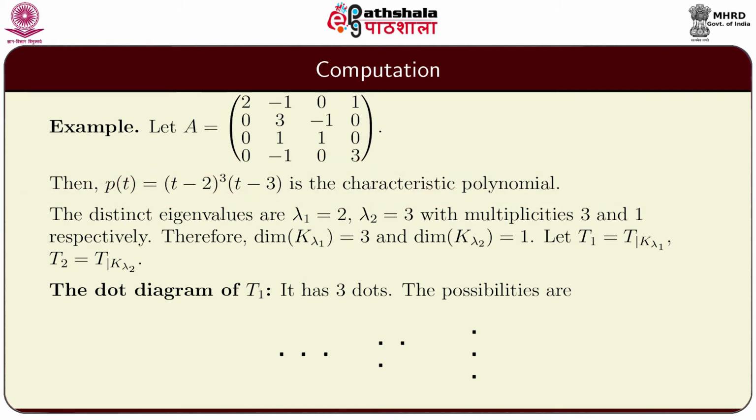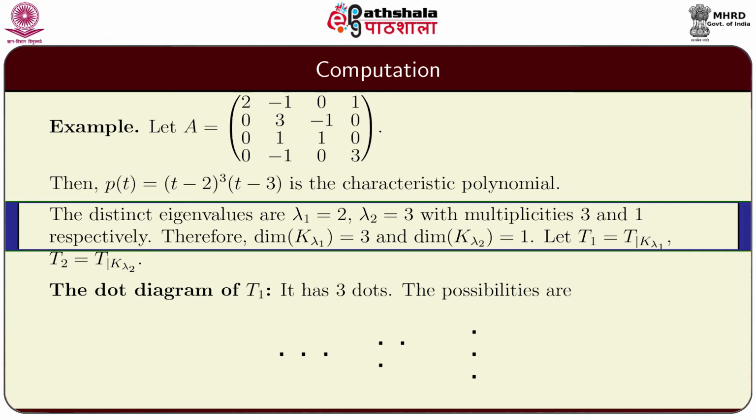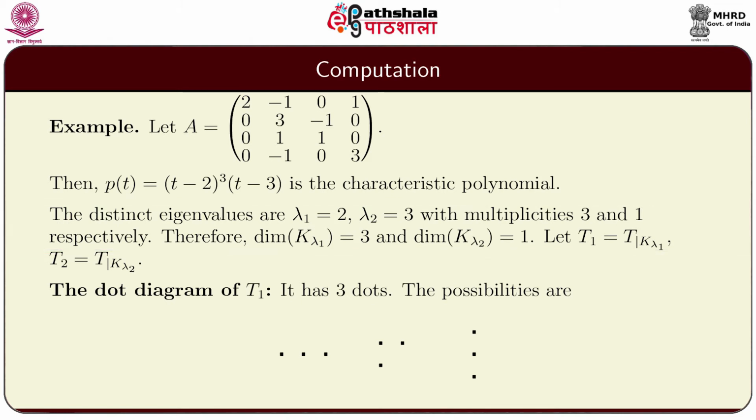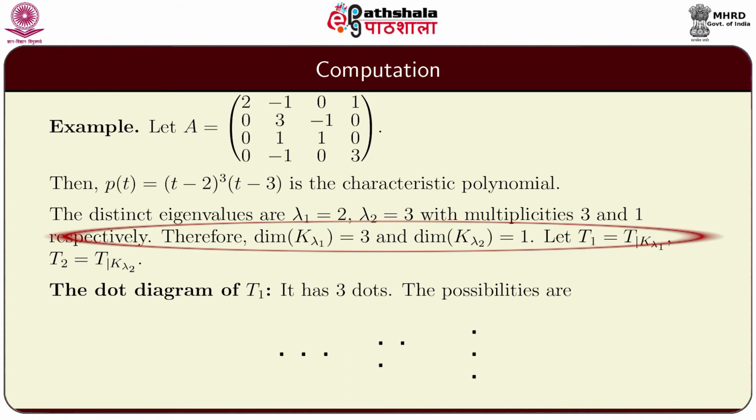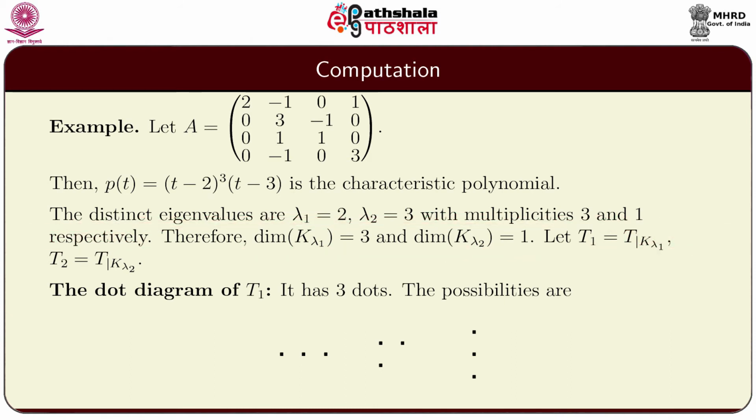The distinct eigenvalues are lambda 1 equal to 2 and lambda 2 equal to 3 with multiplicities 3 and 1 respectively. Therefore, the dimension of the generalized eigenspace K lambda 1 is 3, and the dimension of K lambda 2 is 1. Let T1 denote the restriction of T on K lambda 1 and T2 denote the restriction of T on K lambda 2.